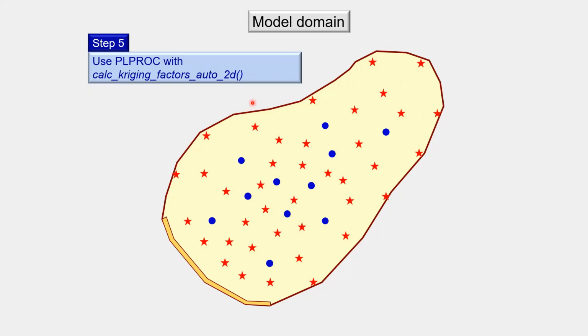And then I will use one of those PLPROC functions that we discussed previously. I normally use this function these days to undertake the interpolation from the pilot points to the model grid. This accommodates the fact that I have differential spatial densities of pilot points in different parts of the model domain.